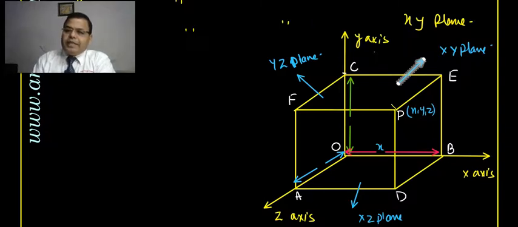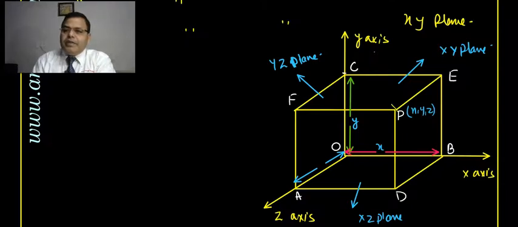So this is the x distance, from which plane? From the yz plane. So the distance from the yz plane is the x coordinate. This distance, from the xz plane, is y. This distance will also be y, because the planes are parallel to each other.